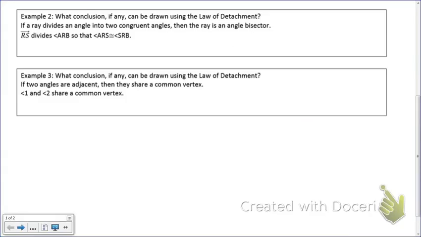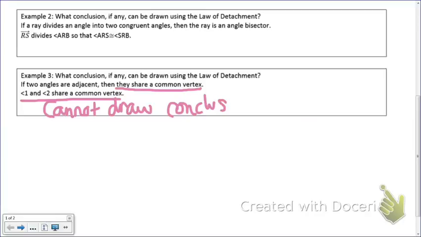In the last example, it says if two angles are adjacent, then they share a common vertex. Then it's telling me that angle 1 and angle 2 share a common vertex. The statement does match part of my conditional, however, it matches the conclusion, not the hypothesis. So therefore, I cannot draw a conclusion using the law of detachment, since my statement does not match the hypothesis of my conditional.